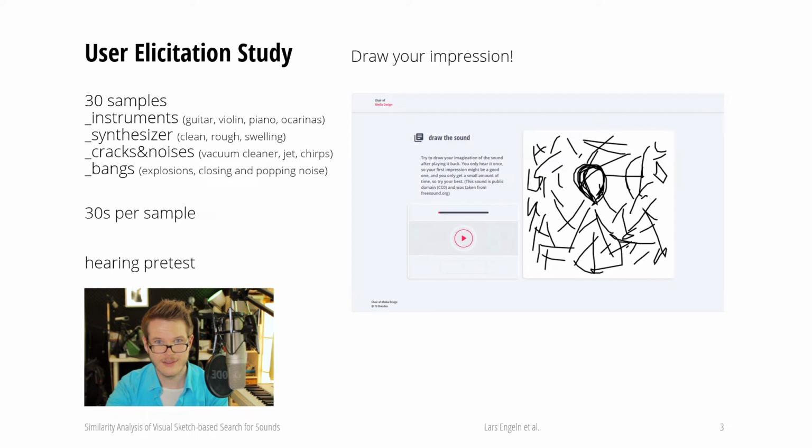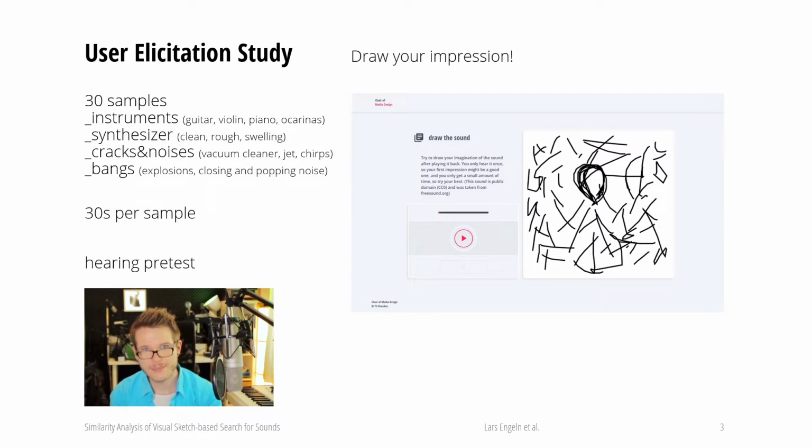Therefore, we conducted an online user elicitation study where the participants had to draw their impressions. We chose 30 samples across different real-world instruments and more abstract synthesizer sounds, as well as real-world cracks and noises and artificial bangs, to somehow guarantee a good mixture between sounds where it's clear what the generator is and also more abstract synthesized sounds. The participants had only 30 seconds per sample, so that they really drew the first impression and were not able to redo something.